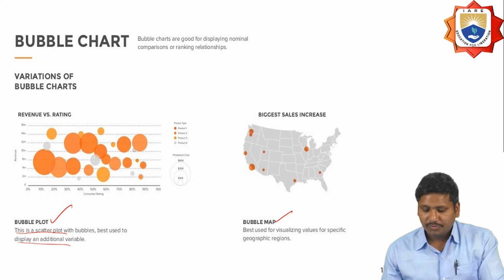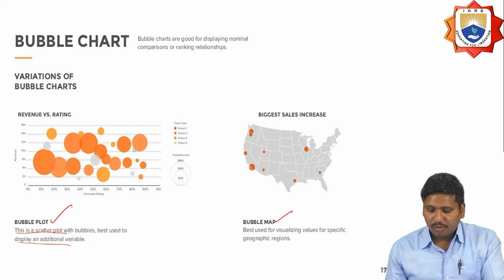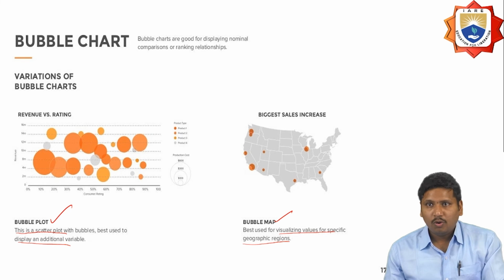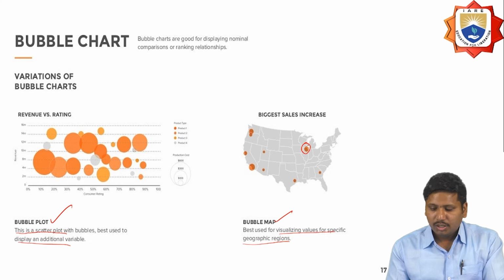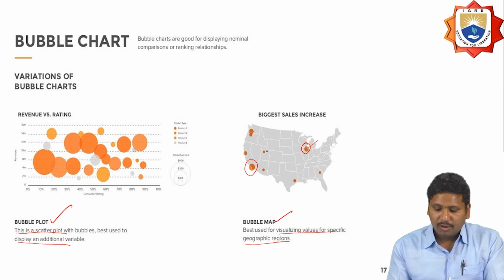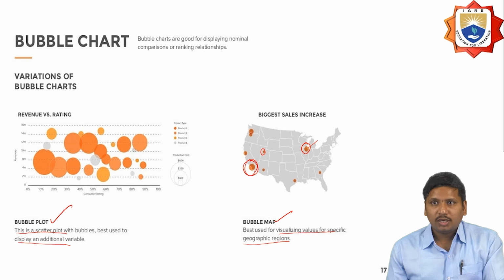And the bubble map is another thing that can be used for visualizing values for specific geographical regions. Suppose in COVID times, I want to show where COVID cases are increasing worldwide, so I go for the bubble map. The bubble map indicates that COVID cases are increasing in this area, and where very few small bubbles appear, fewer cases are appearing. By seeing the bubbles, I can understand that more cases are lying in this area. Like this, I can understand.